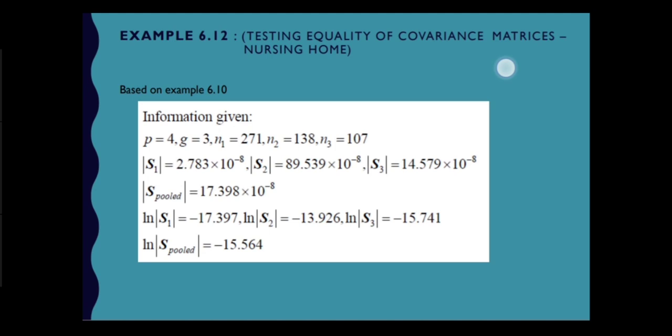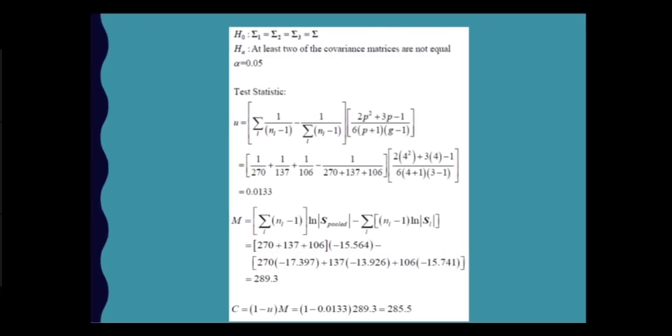Okay, so from the previous example, we know that it is about the ownership of the nursing homes, right? We have 4 cost variables, and we have 3 groups of nursing homes, which are private, government, and non-profit. So we will use that example to conduct this Box's M test.